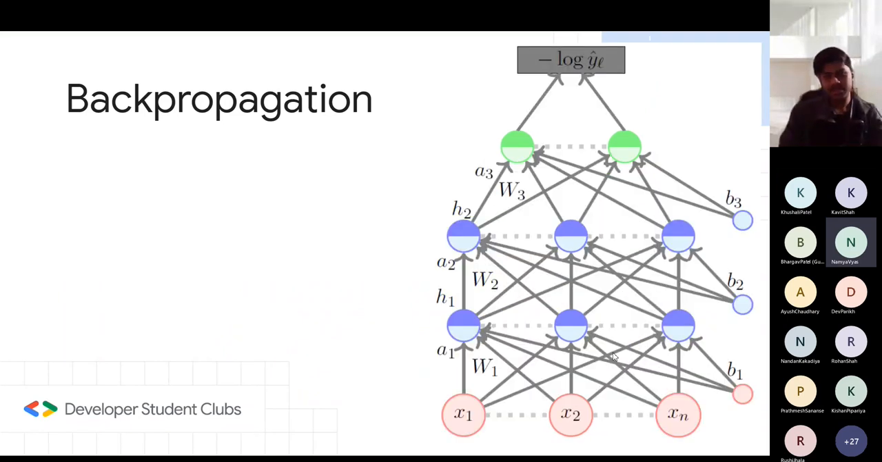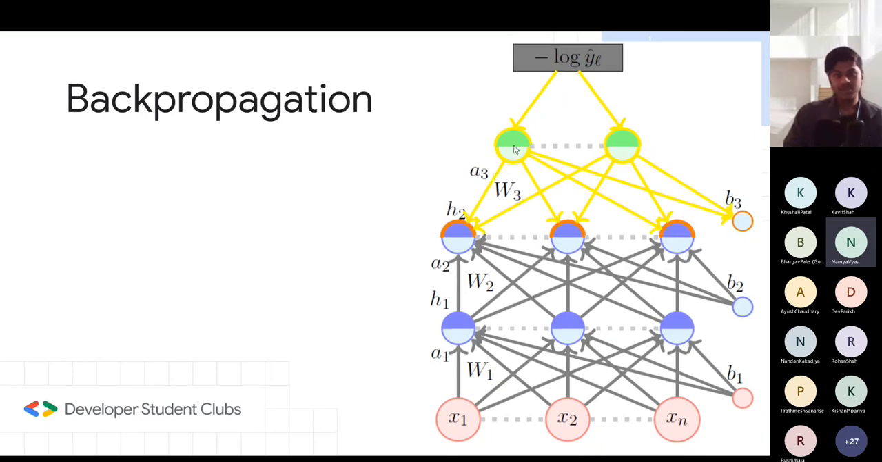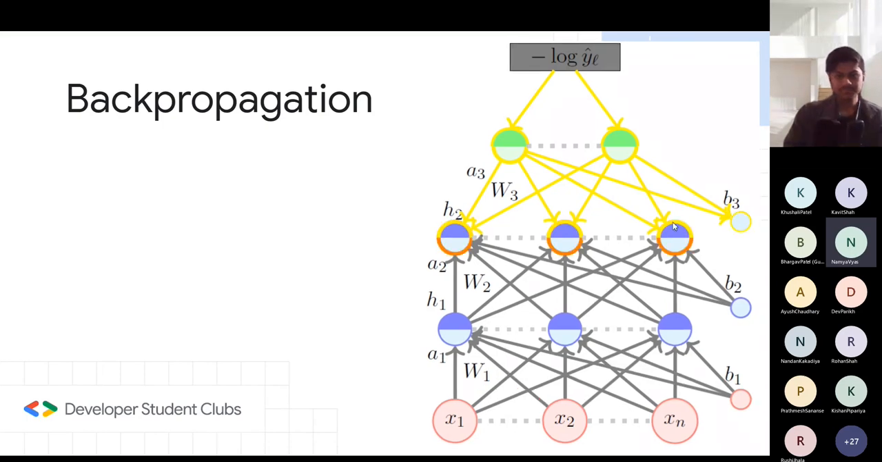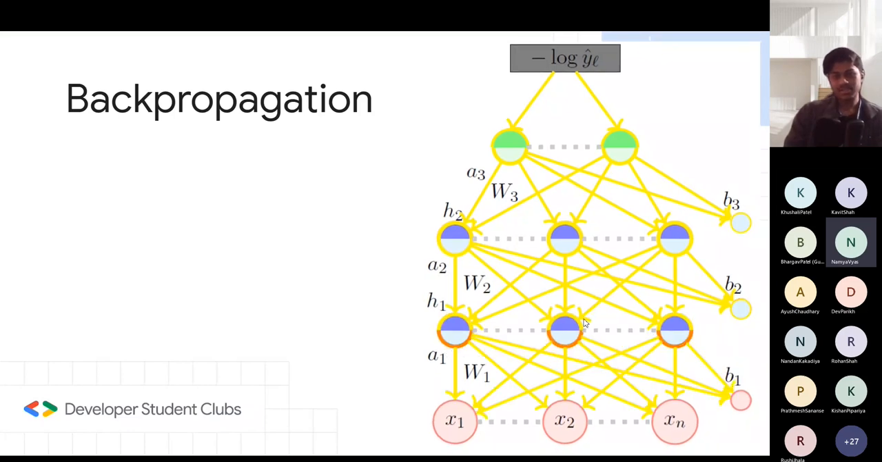So let's take a bigger model now. In this case, the loss function is a cross entropy function. So first you take the gradient of the loss function with respect to the output functions or the activation functions of the last layer. And then you take the gradients of those with respect to these pre-activation functions. And then you take the gradients of those with respect to these activation functions. And then you take the gradients of those with the ones below. And then you go lower and lower until you reach the weights that you wanted.